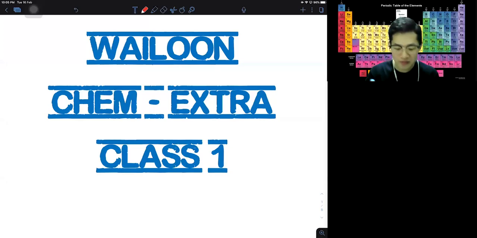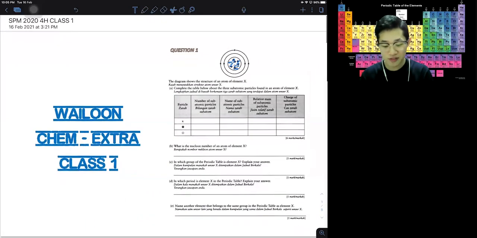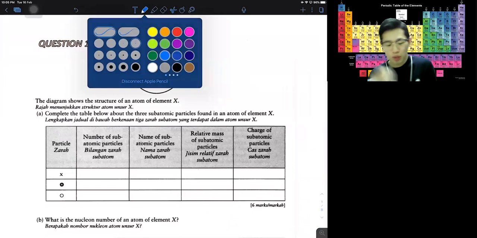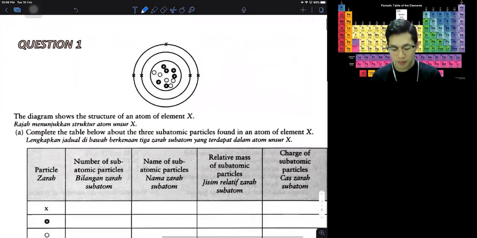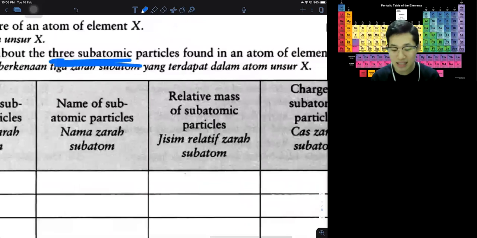Okay, let us look at the first question. So the first question here, you can see it is a very simple question from chapter 2. I do not know whether they will come out with this question this year or not. So here, this one, a quick revision. Complete the table below about the 3 subatomic particles.